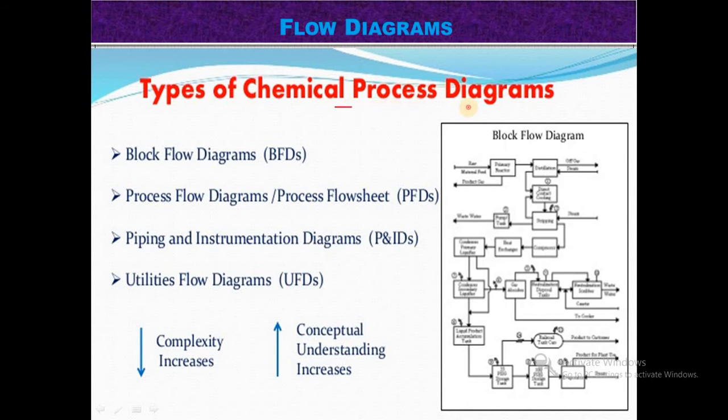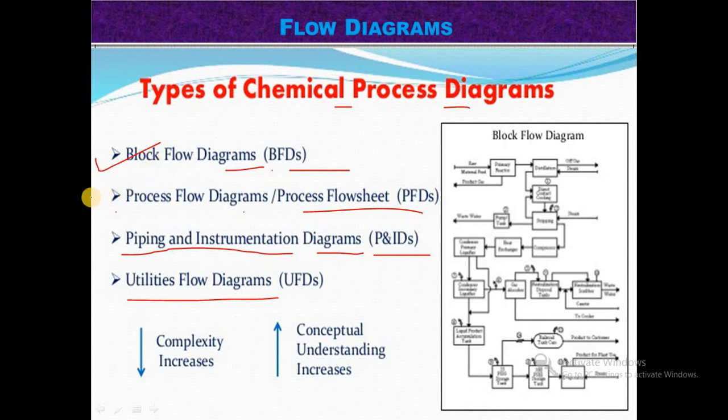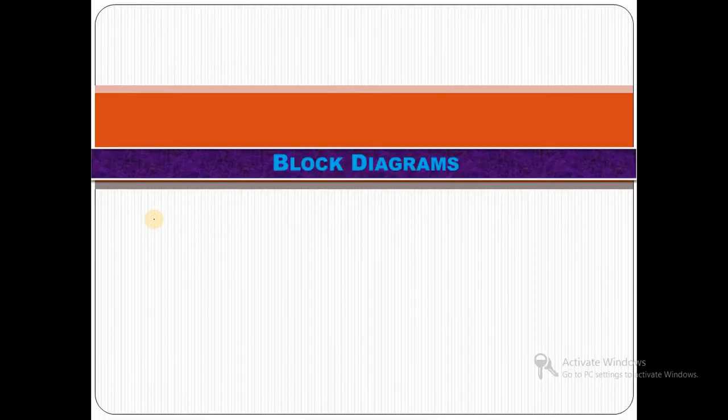In the case of chemical process diagrams, first is the block flow diagram, represented by BFDs. Then the process flow diagram, represented by process flow sheets, that is PFDs. And the last one, piping and instrumentation diagrams, P&IDs. Another one is the utilities flow diagram, but in your syllabus there are only 3 flow diagrams: block flow diagram, process flow diagram, and piping and instrumentation diagrams. Then we will see details about the block diagram, which is the first one.